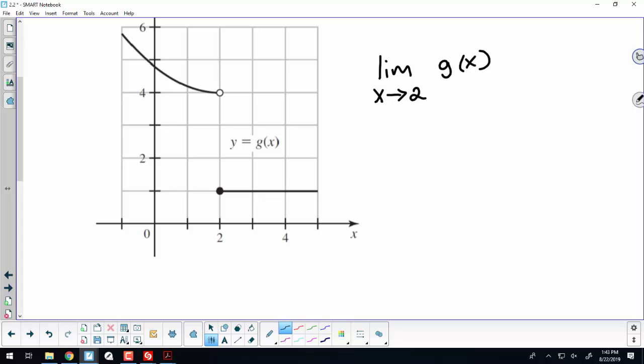Depends, right? So who thinks, just right now, that the limit does not exist? Who thinks that limit does not exist? Okay, so you're for sure that it doesn't exist. Everybody else is unsure. So what do we have to do to answer this question?